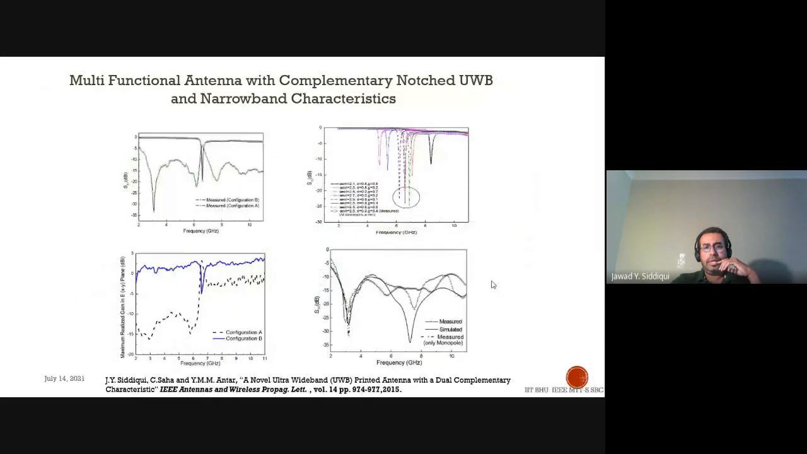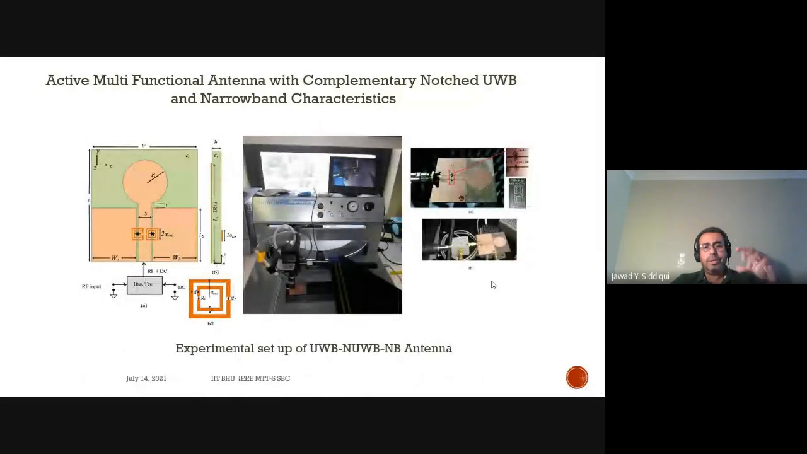What we did now for the next part, instead of using a shorting post, we tried to place a PIN diode so that we can reconfigure it in real time. So we loaded a PIN diode and used a bias state to excite this antenna. And we did this at the Royal Military College in Canada.